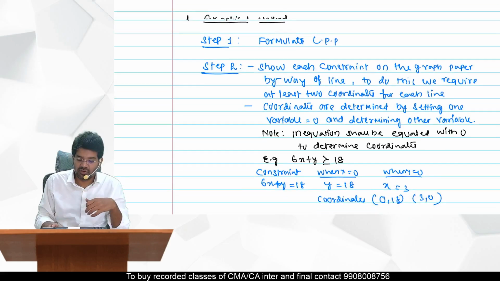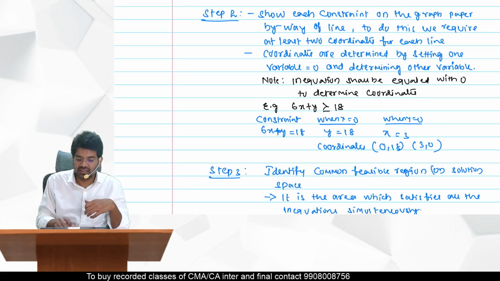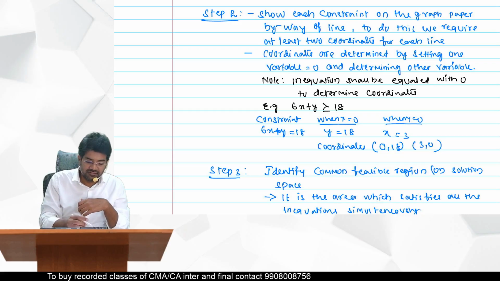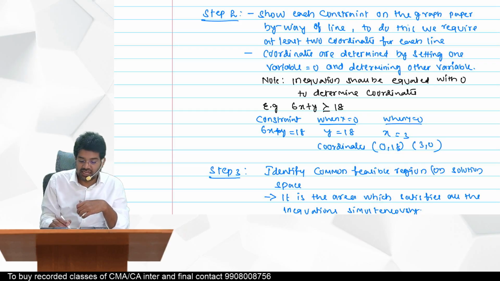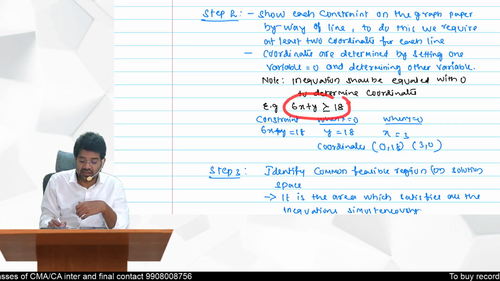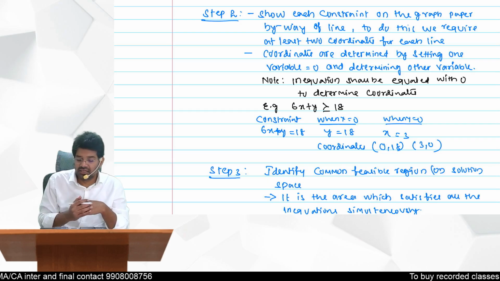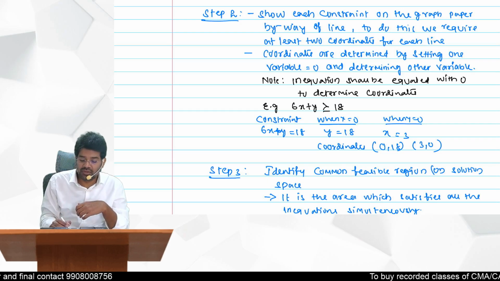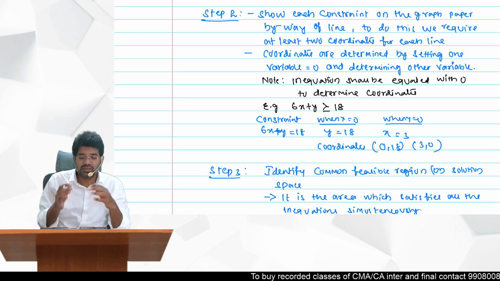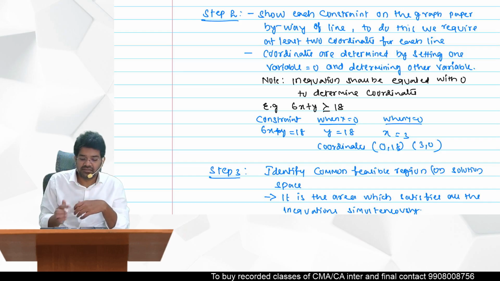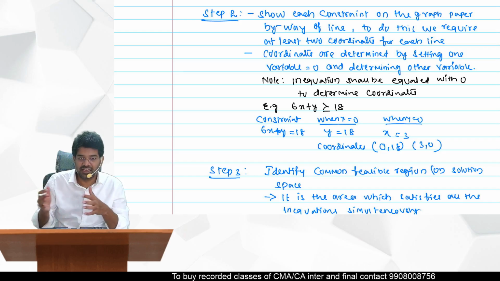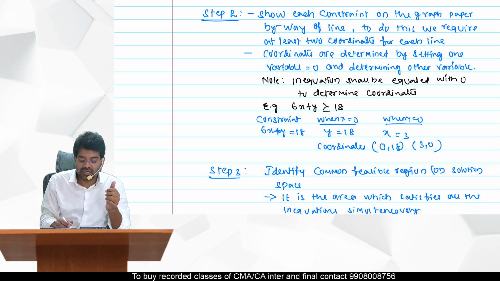How we can get the coordinates: see here in this example, one constraint is there, 6x plus y greater than or equal to 18. This is the constraint. Now this we should equate with 18. First thing is you have to create the equality, so 6x plus y is equal to 18.